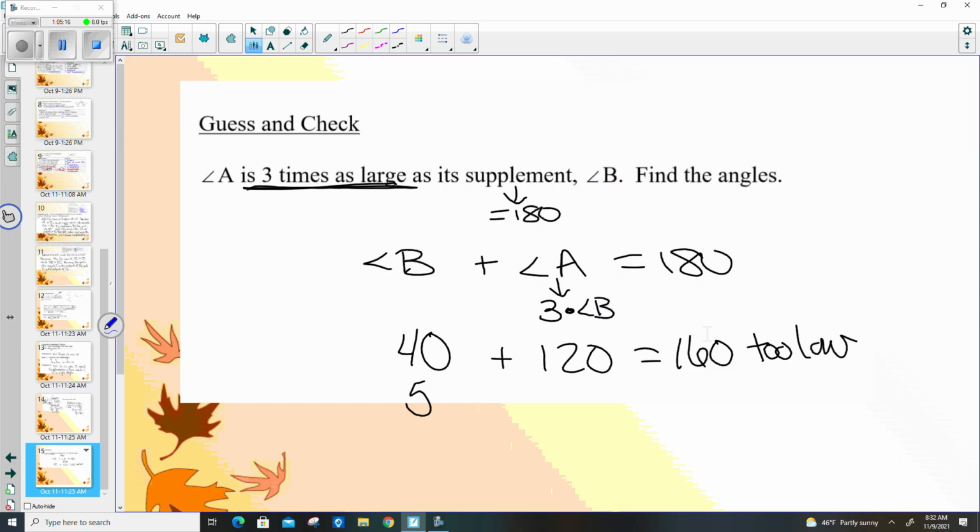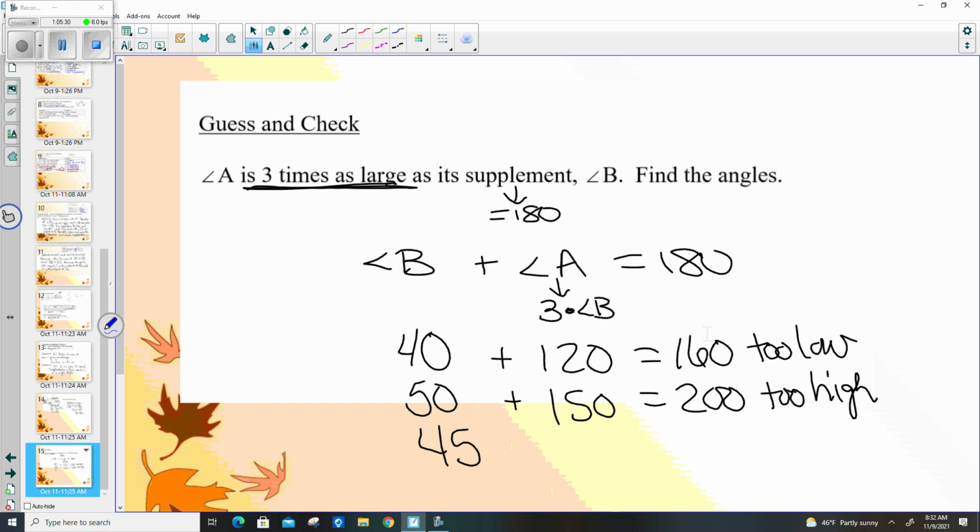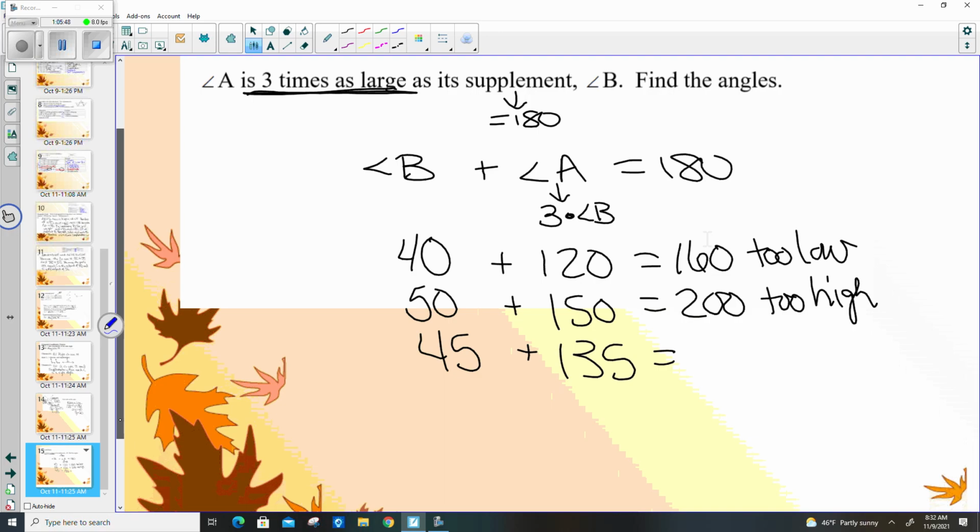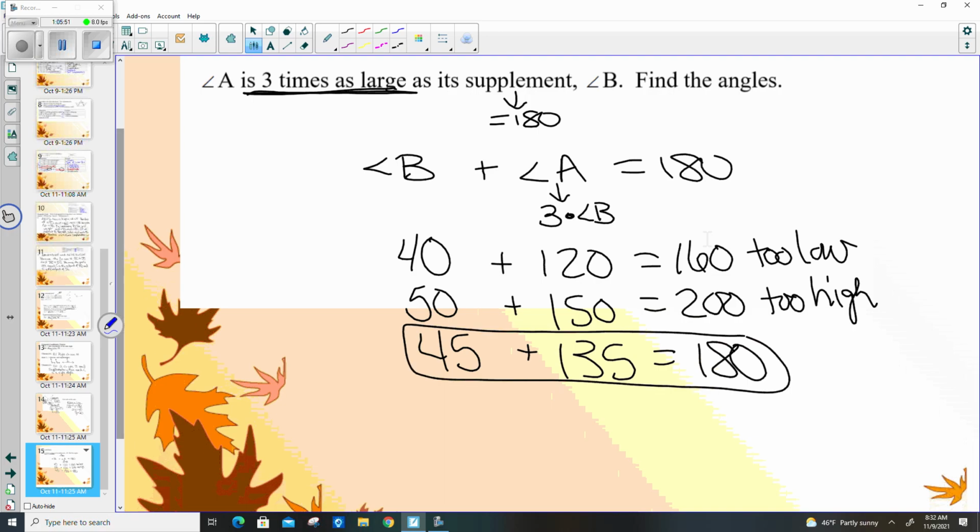Let's say I make it 50. What's 3 times it? Now I'm too high because that's 200. So now I'm going to go 45. What's 3 times 45? Anybody? Thank you. Which is, when I add that to 45, 180, and we say, yay, we got it. Angle B is 45. Angle A is 135.